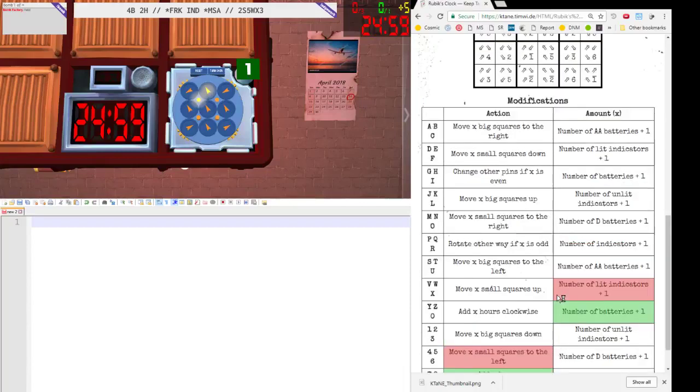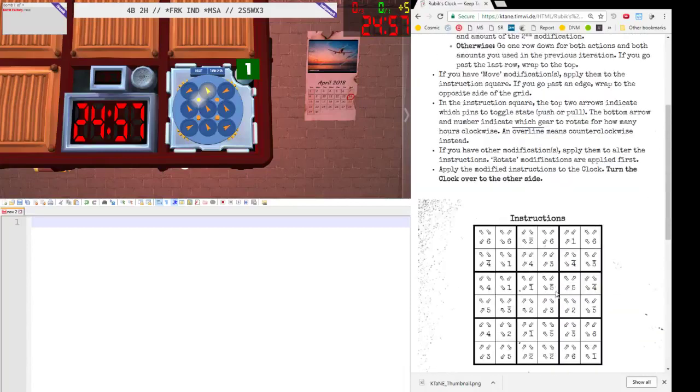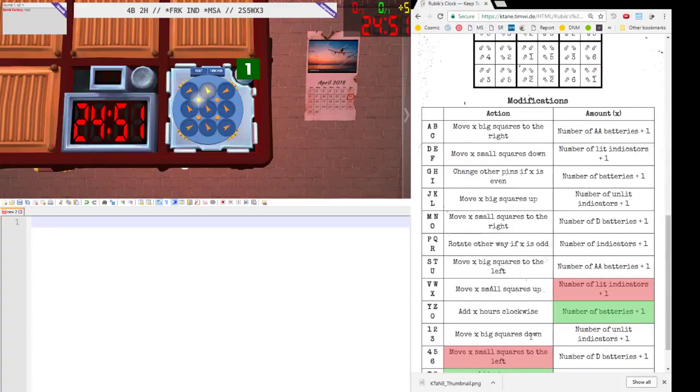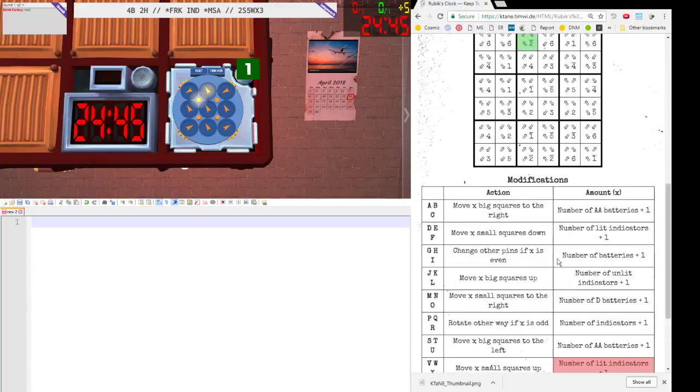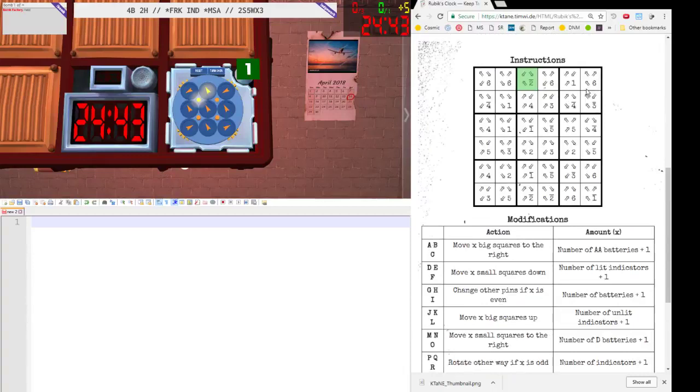So we'll have the diffuser tell us top center, this big square, top left, this little square. Modifications: move x small squares to the left, where x is the number of lit indicators plus 1. We said that number was 3, so we're moving 3 squares to the left. That's going to put me here. Here. That works.